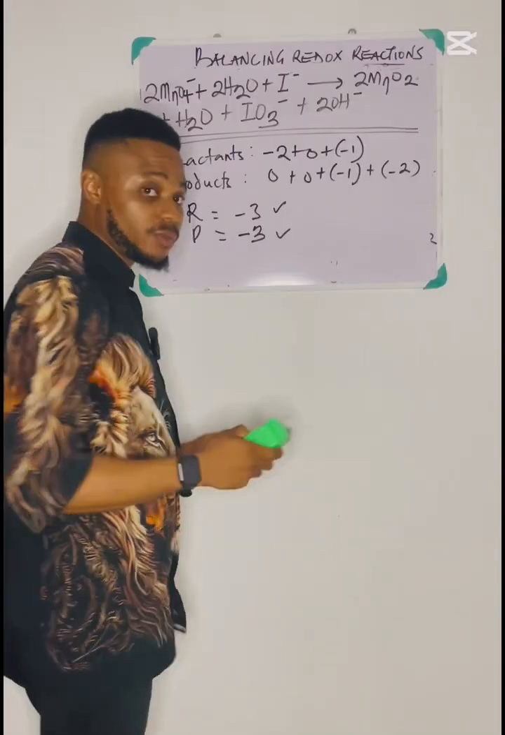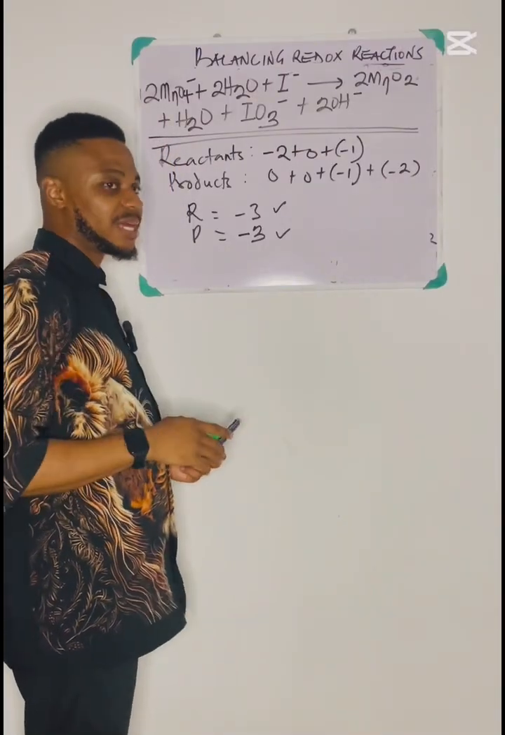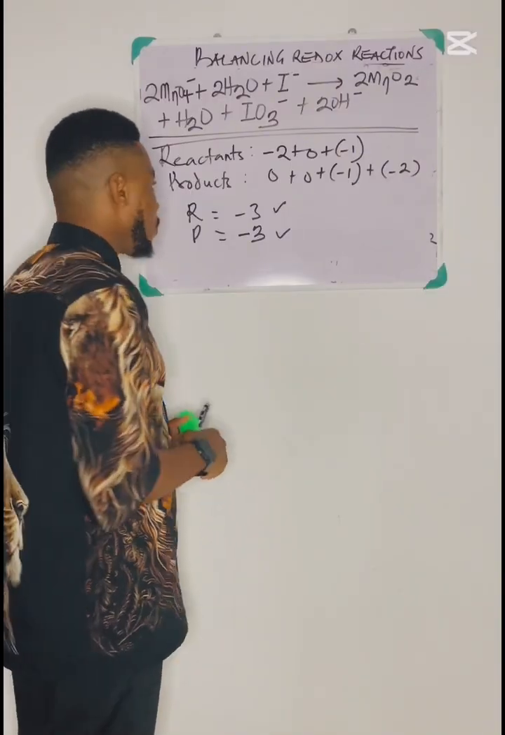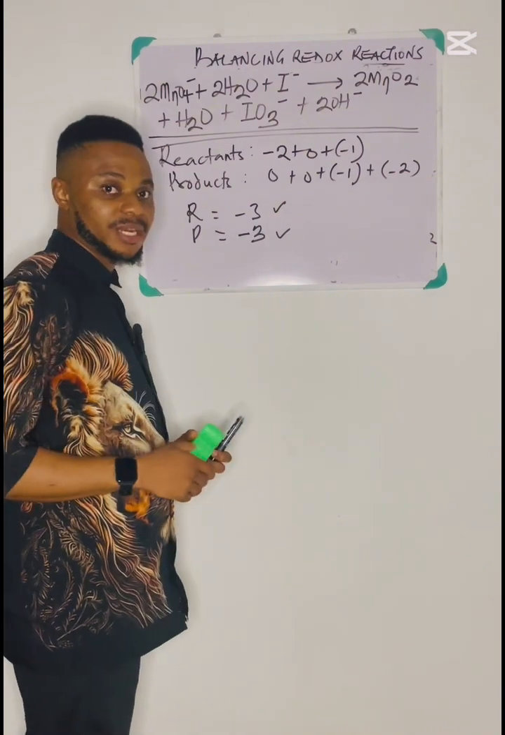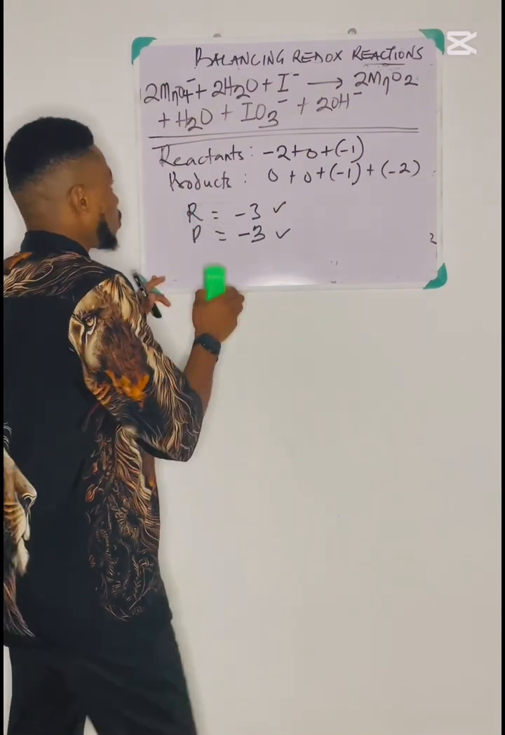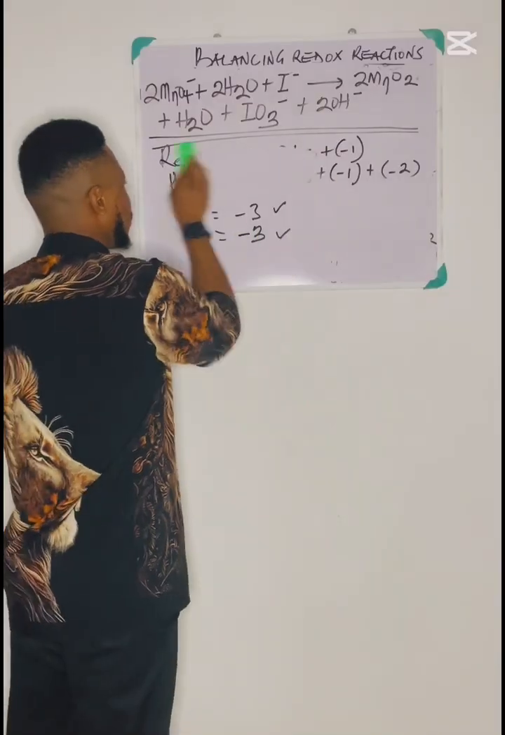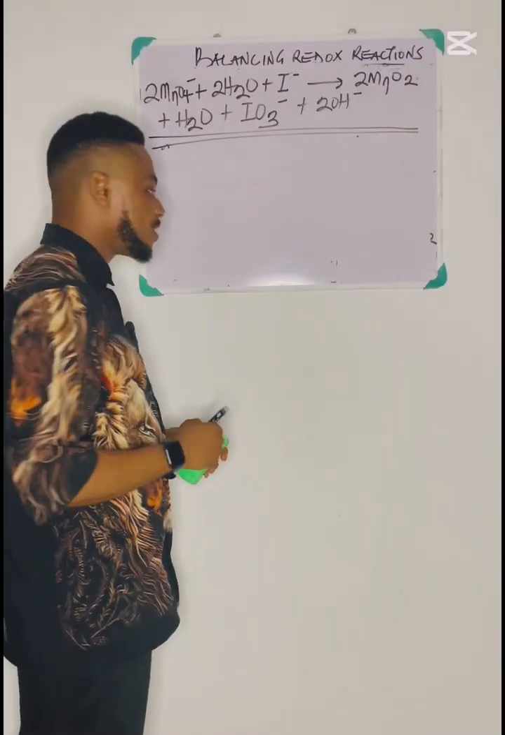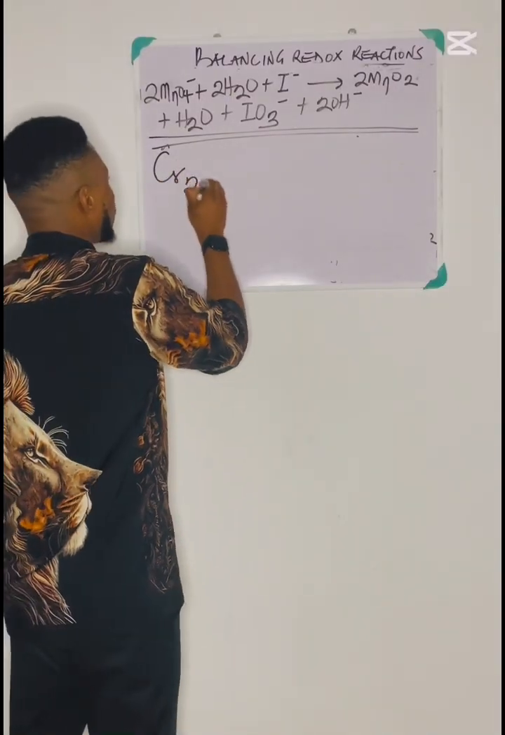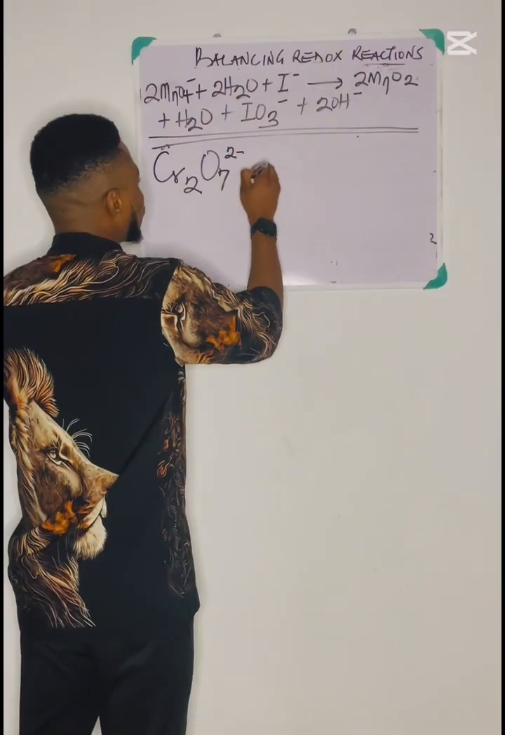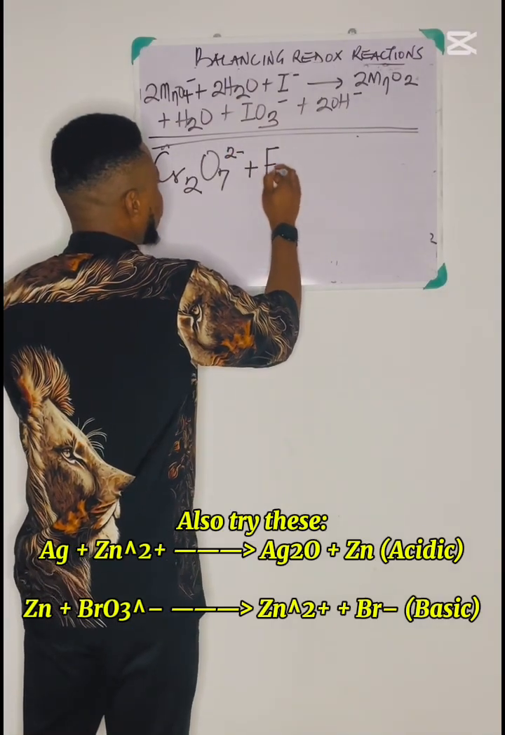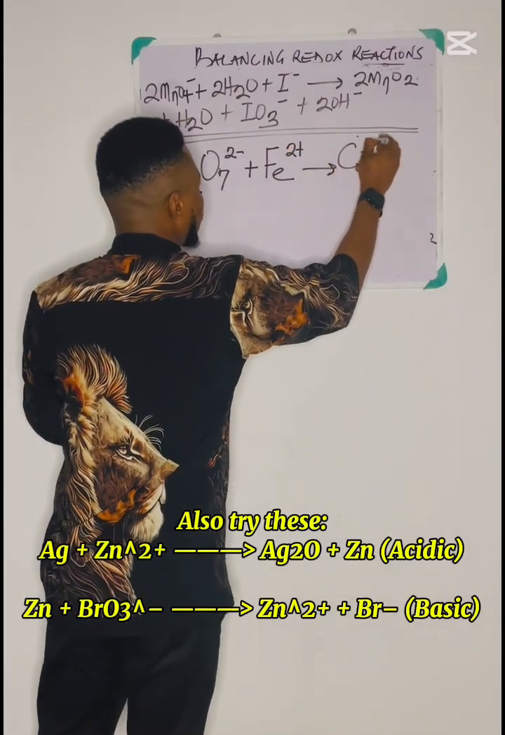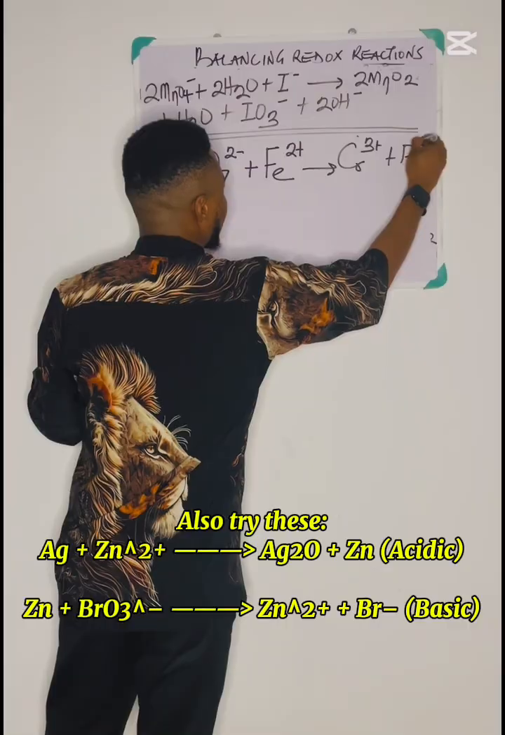All right. So I'll be giving you something to try. So kindly try this and send your answers. You can put your answers in the comment box below, or you send it directly to me on WhatsApp. So you'll be balancing this reaction in both acidic and basic medium. So this is the reaction: Cr2O7 2 minus plus Fe2 plus will give us Cr3 plus plus Fe3 plus.